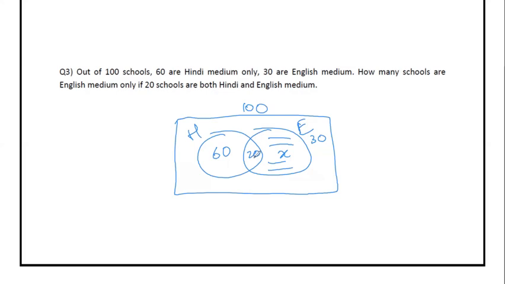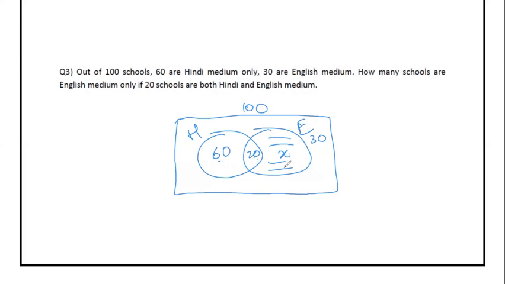So 60 plus 20, obviously this is 60 and 20, 80. So X should be 20, right? No, because this entire thing is 30. So hang on a minute. See, a dodgy question. Without the grid, you could have got into trouble.